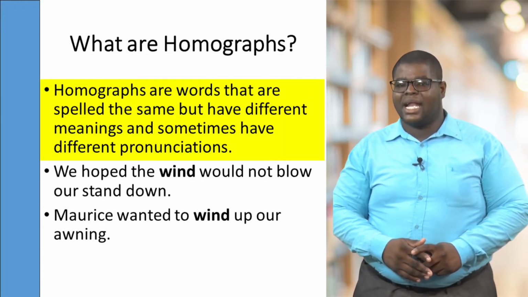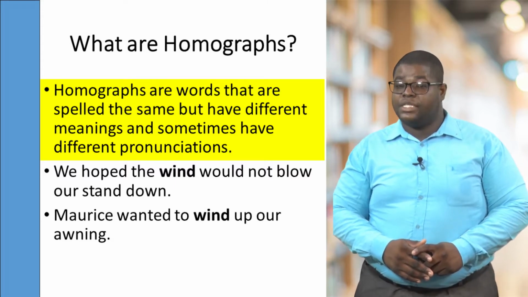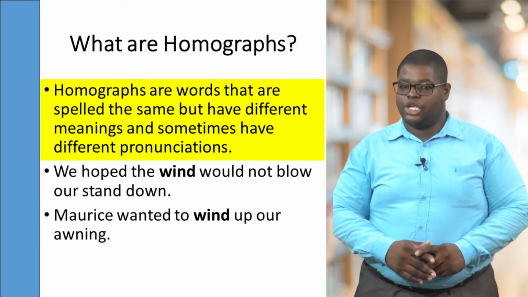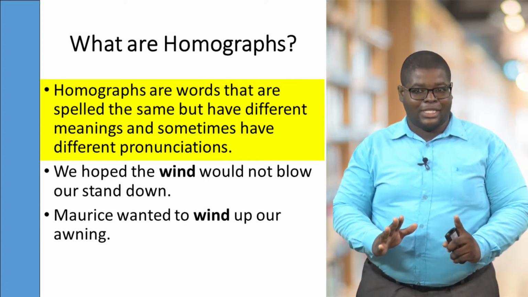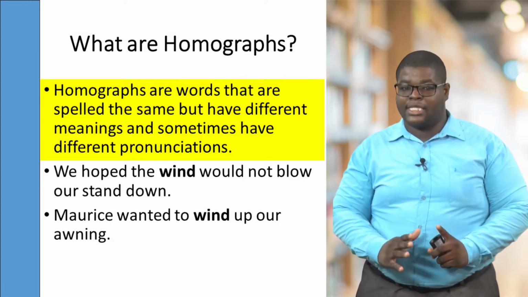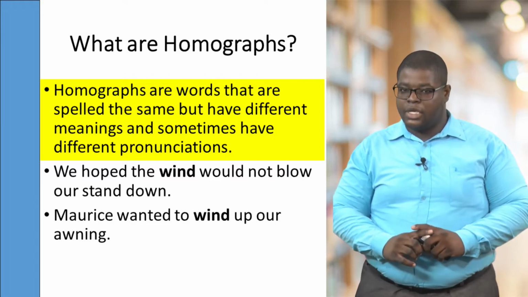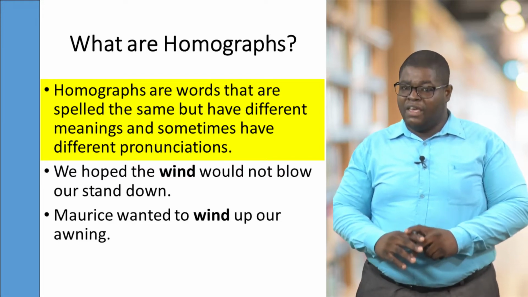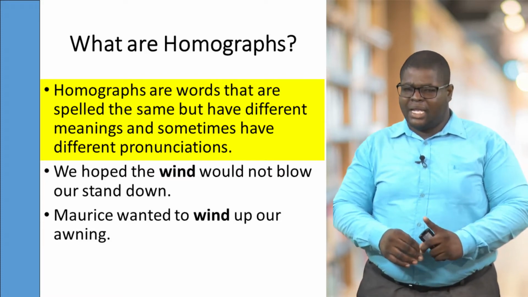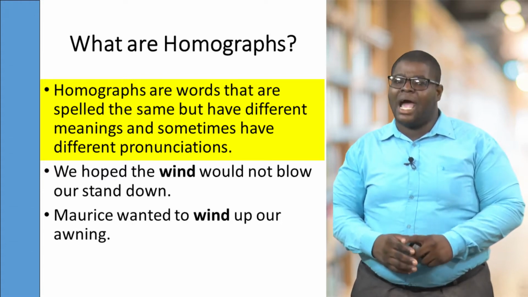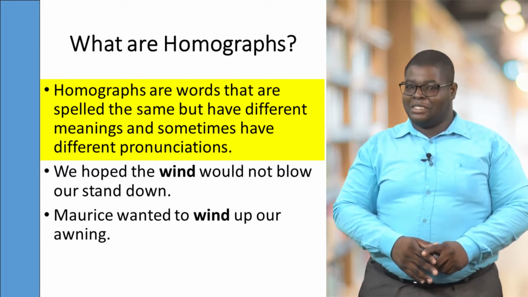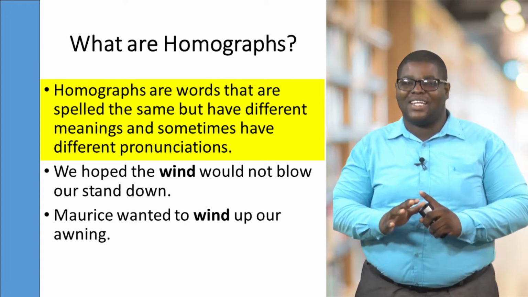Homographs are words that are spelled the same but have different meanings and sometimes have different pronunciations. Ooh, that's a lot. Let's go over it again, and we're going to dissect that. Homographs are words that are spelled the same, so they have the same spelling but have different meanings. All right, so they're spelled the same, different meanings. And then we have another part. And sometimes have different what? Pronunciations. That's a lot to take in, but don't worry, as you get through this lesson, you'll understand it.